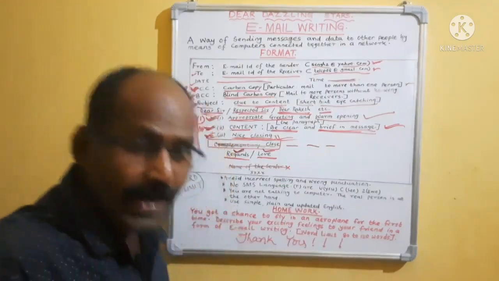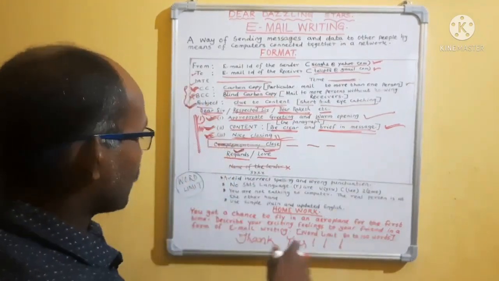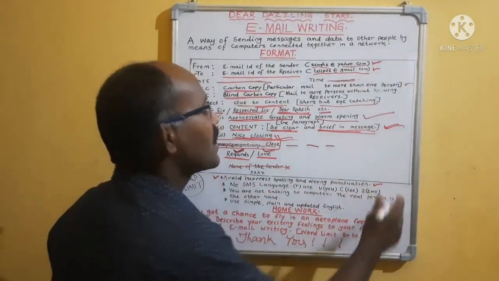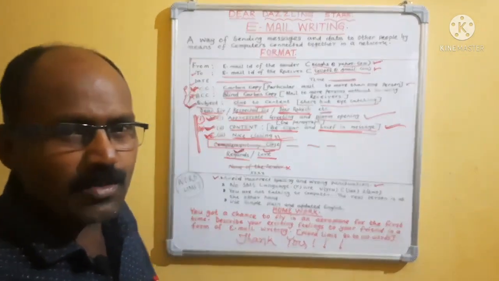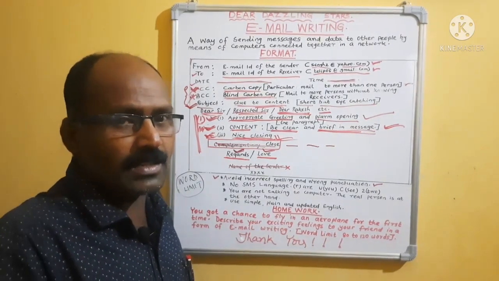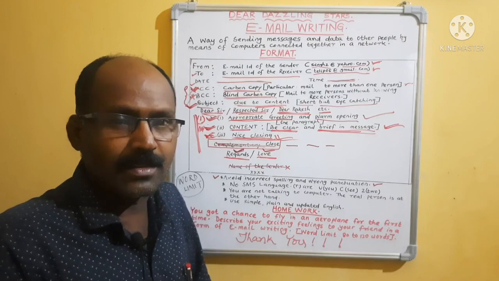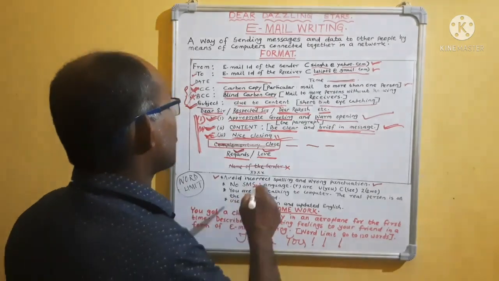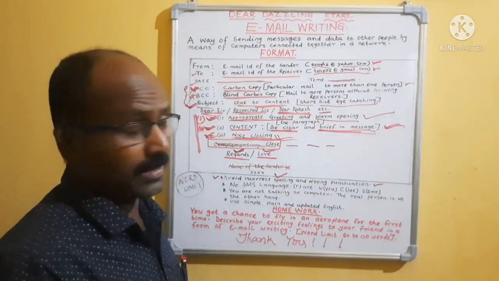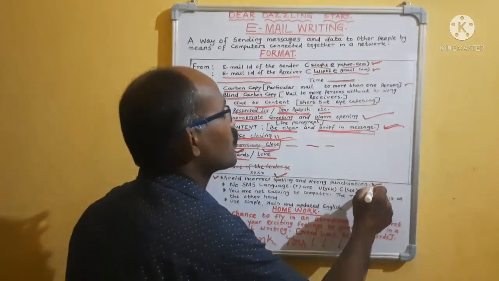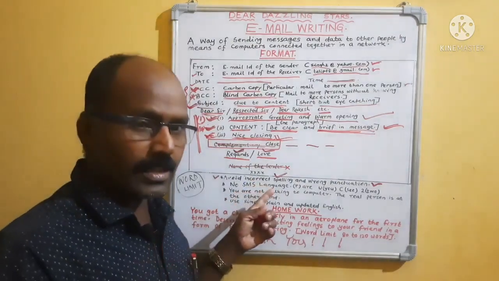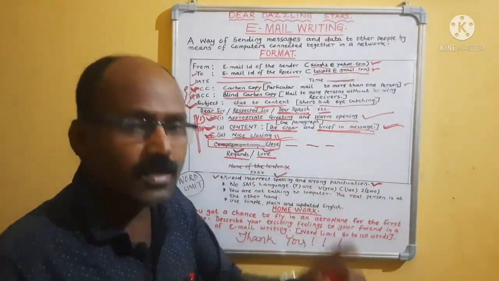But while you are writing, you should be very cautious. That means avoid incorrect spelling and wrong punctuation. My dear students, you are not writing while you are working on the computer. At that time you are not writing, you are just typing. Sometimes what happens? There is a chance of incorrect spelling and also wrong punctuation. While you are writing, try to avoid incorrect spelling and also punctuation errors.